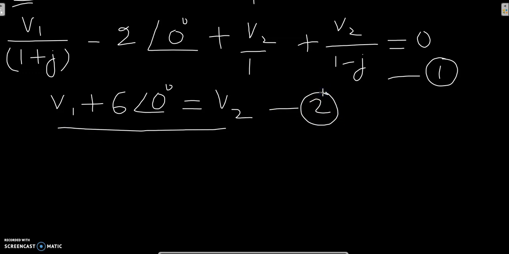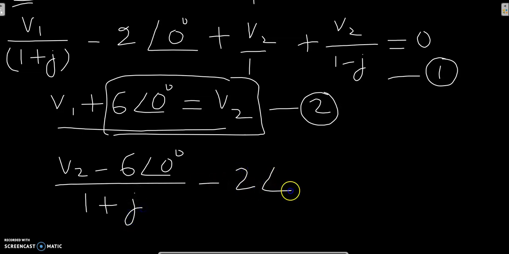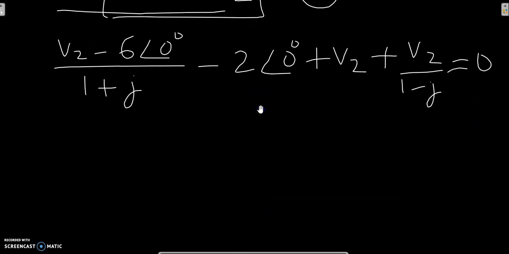So if I combine equation 1 and 2 and replace V1 by the expression of V2, my equation 1 will become V2 minus 6 angle 0 degrees divided by 1 plus j, minus 2 angle 0 degrees, and then plus V2 and plus V2 by 1 minus j, and this is equal to 0. Okay, so now we have only V2 in the expression. The terms that contain V2, I would be taking them on the left hand side and taking V2 common, and the remaining terms on the right hand side.